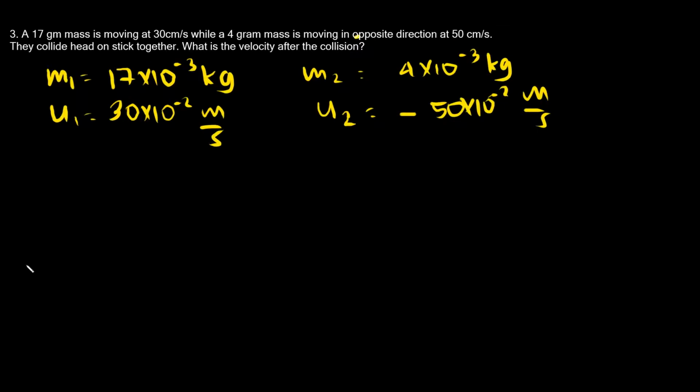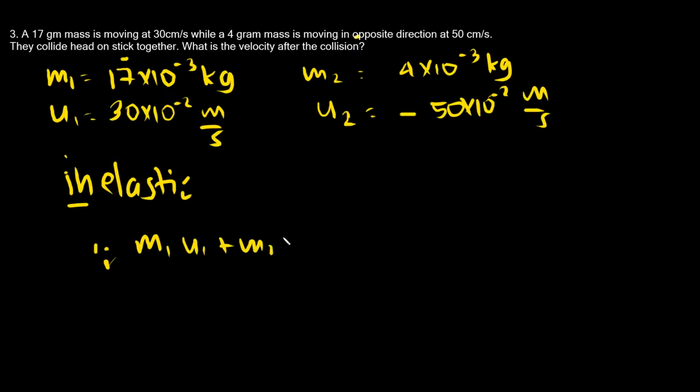they collide head-on, stick together. Since they stick together, that's an inelastic collision. So, what is the velocity after the collision? Applying the formula of the law of conservation of momentum, you have m1u1 plus m2u2 is equal to, since they stick together, you add both masses, m1 plus m2 times vf.